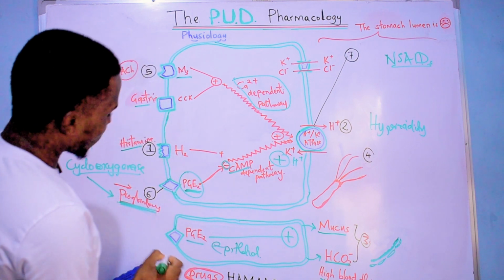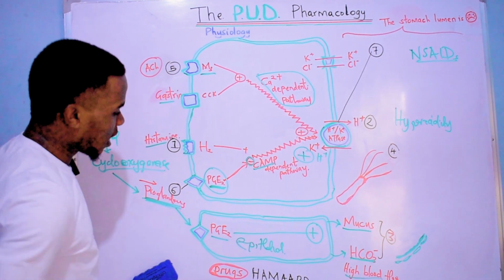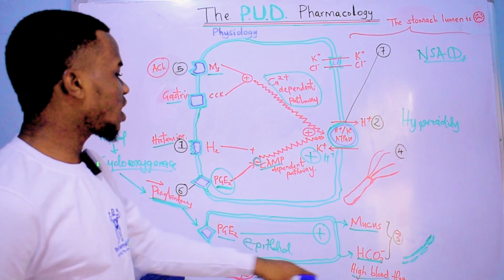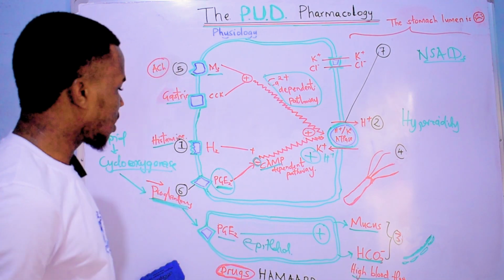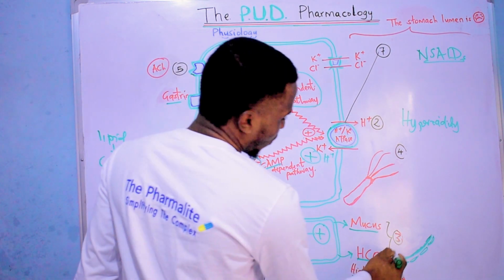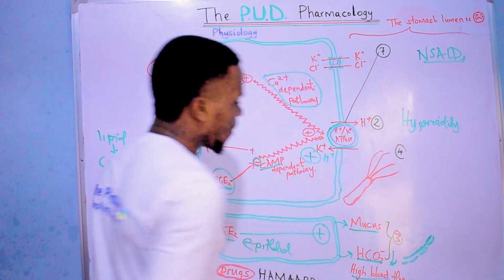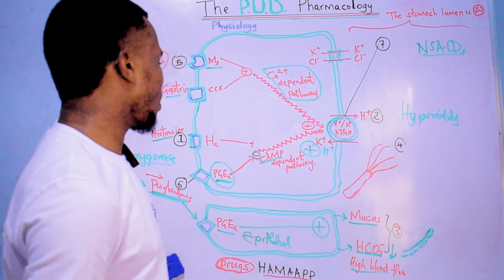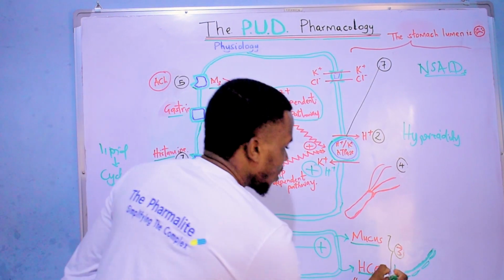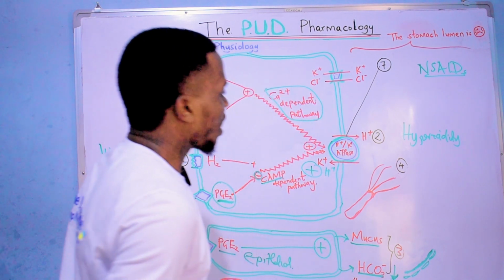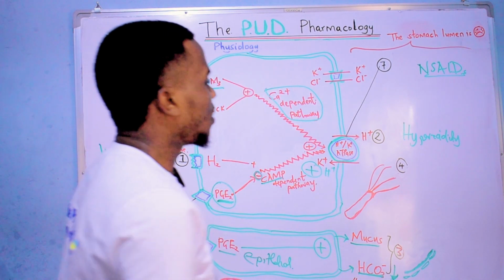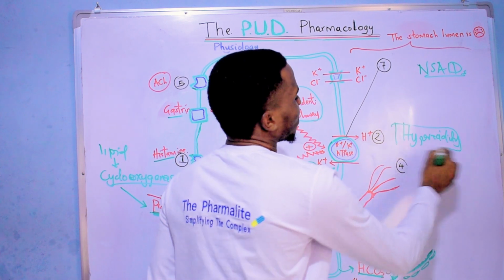Also, note that prostaglandins are involved in the production of bicarbonate ions. So this will lead to low levels of bicarbonate ions, and that will increase the acidity, which will ultimately lead to hyperacidity.